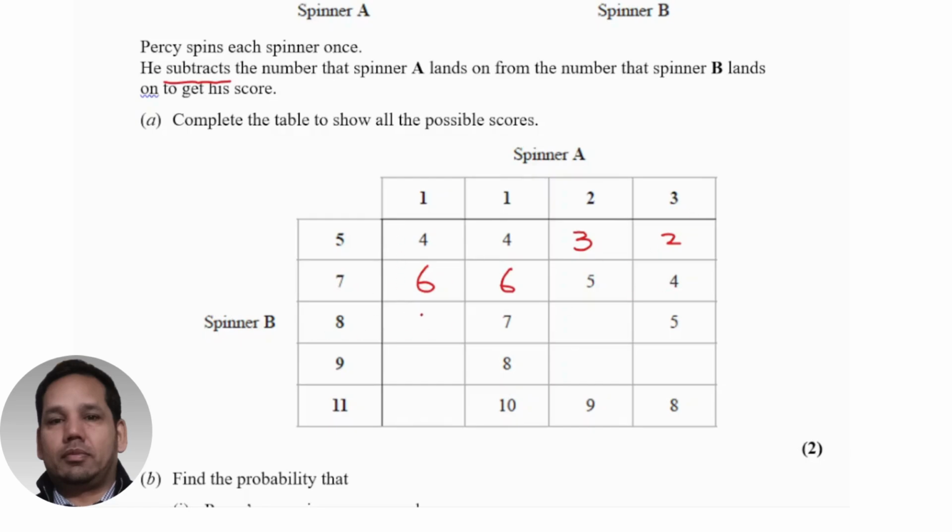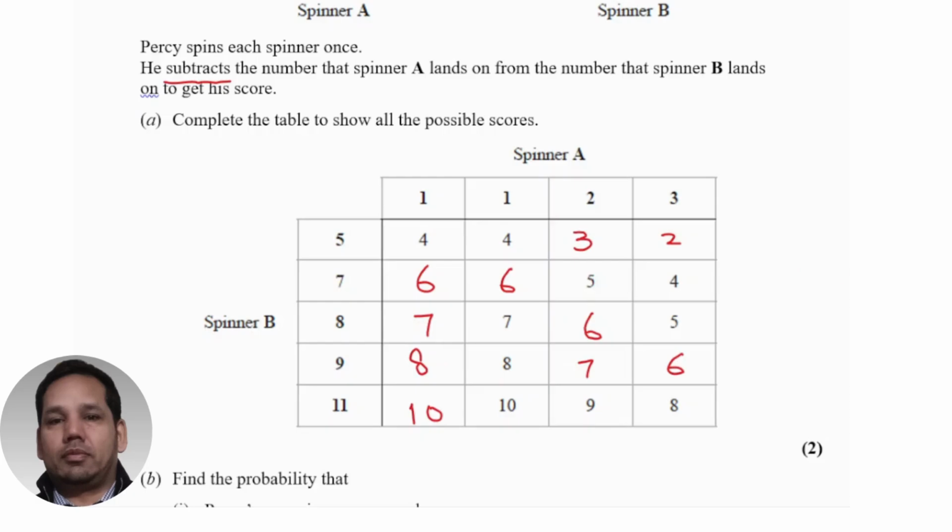Now 8 take away 1 is 7, 8 take away 1 is 7, 8 take away 2 is 6, 8 take away 3 is 5. Now the next one is 9, take away 1 is 8, 9 take away 2 is 7, 9 take away 3 is 6. So 11 take away 1 is 10. So the table is complete.